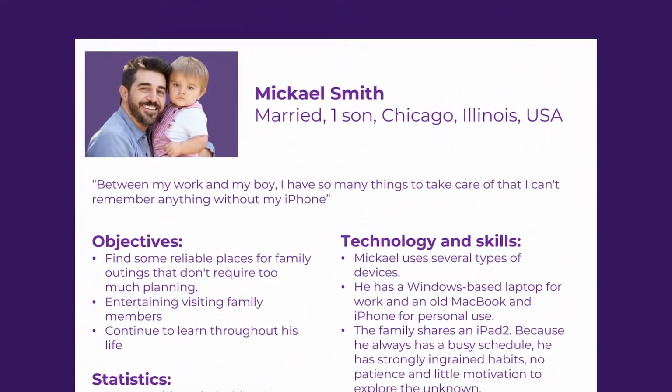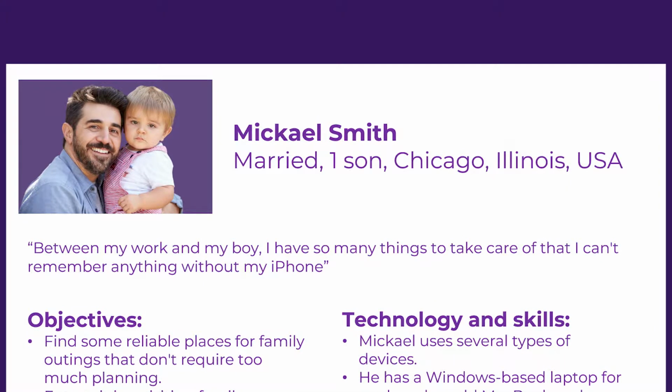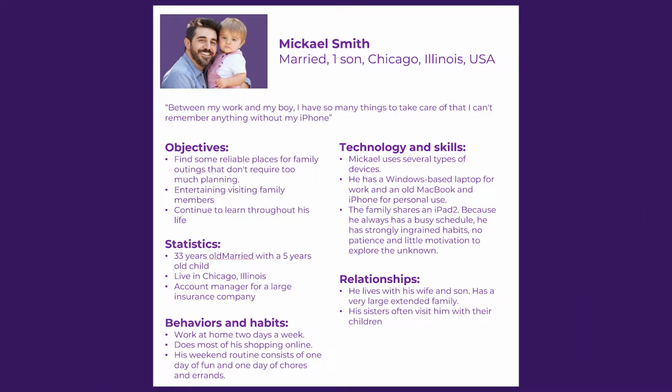Here is an example with Michael. So Michael Smith is a married man with one son. He lives in Chicago, Illinois, in the US. And this is an example of a template representing all the different information you should have gathered to represent this persona. So you have the objectives, the statistics, the behaviors and habits of Michael, the technology and skills, so that means his level regarding the usage of electronic devices, and his relationships. So all this information is gathered from real interviews, as I told you.